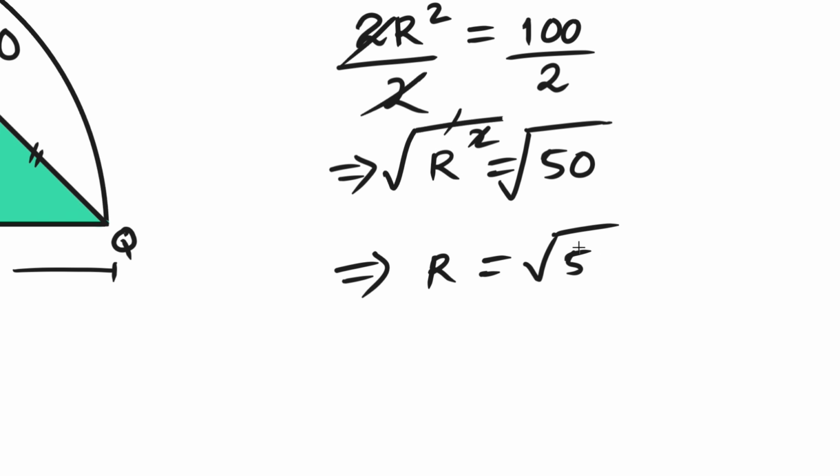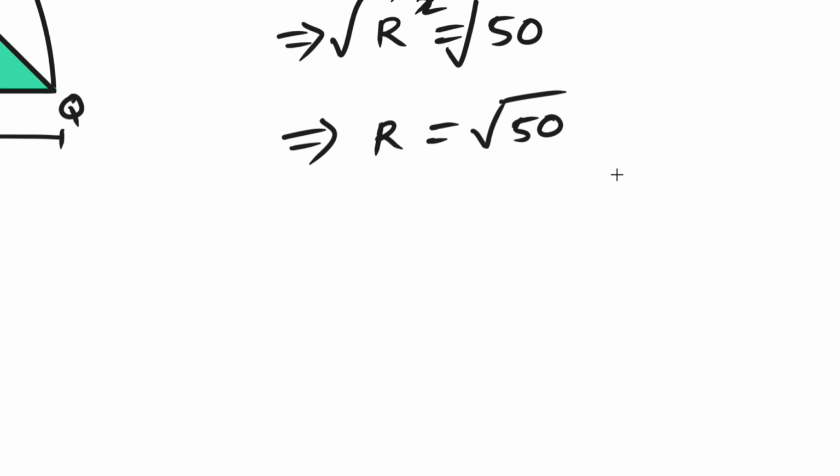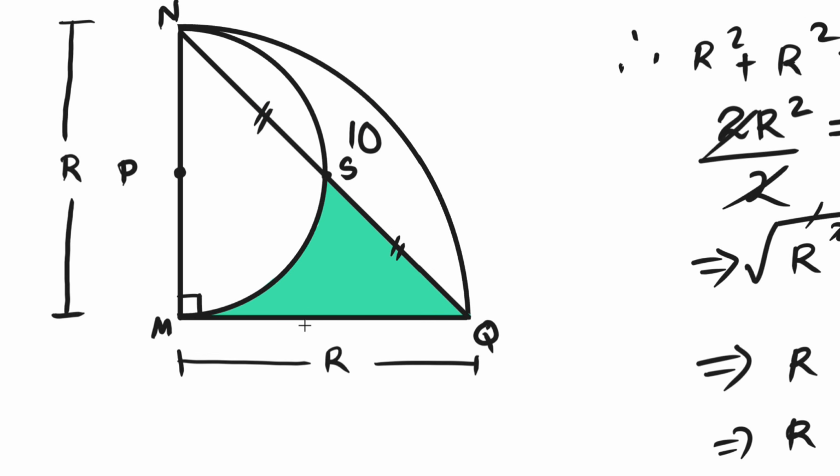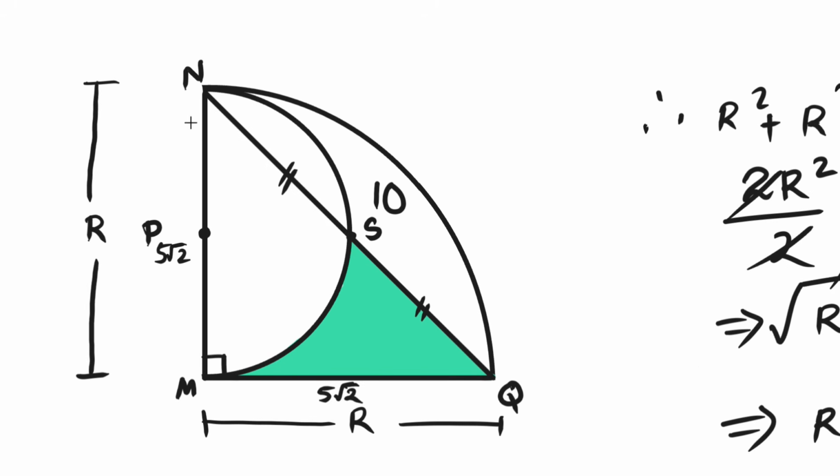We can simplify the square root of 50 because 50 is 25 multiplied by 2. The square root of 25 is 5. So r equals 5 square root of 2. Therefore, the radius of our large quarter circle is 5 square root of 2 units. That means MN is 5 square root of 2, and MQ is also 5 square root of 2.